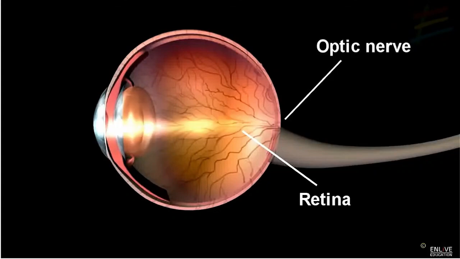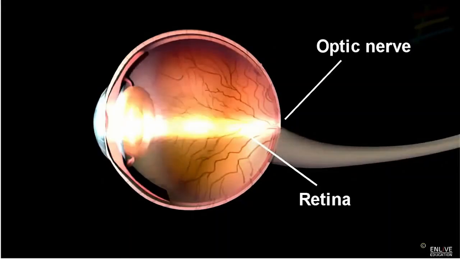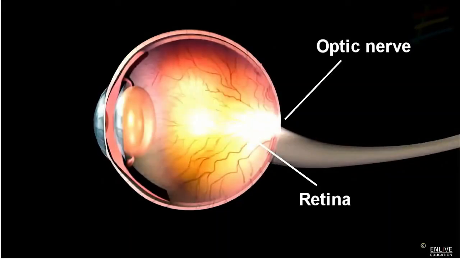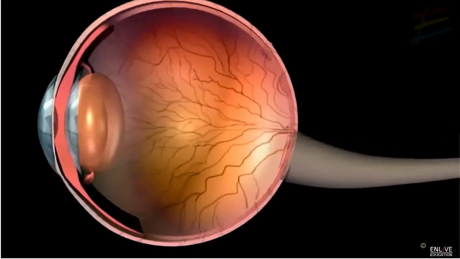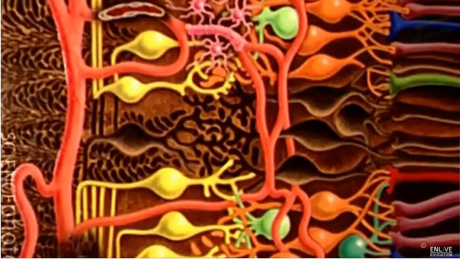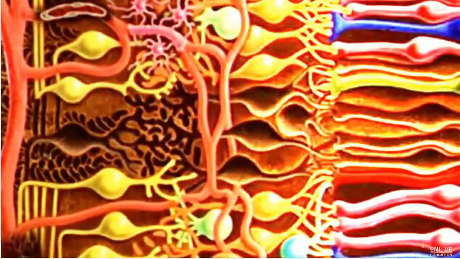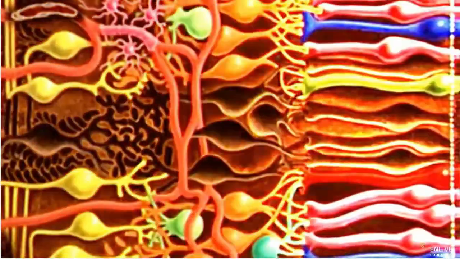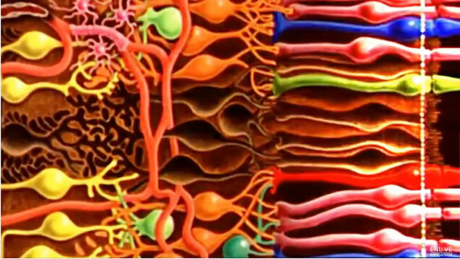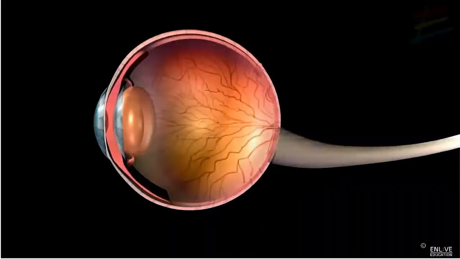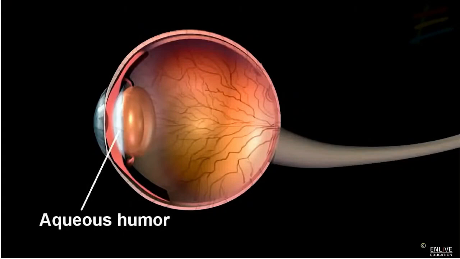The innermost layer of the eyeball is the retina, a very delicate membrane. The retina is actually a part of the optic nerve, which transmits the light impulses to our brain. The retina is the most important and complex structure in the eyeball. It consists of a complicated arrangement of rods and cones which convert light into nerve impulses. Between the lens and the cornea is the aqueous humor, consisting mostly of water and a little salt.